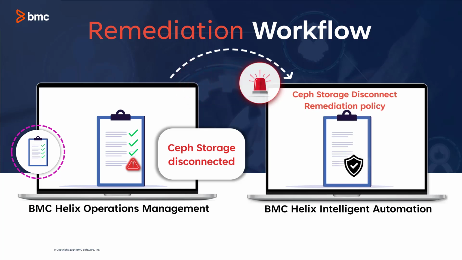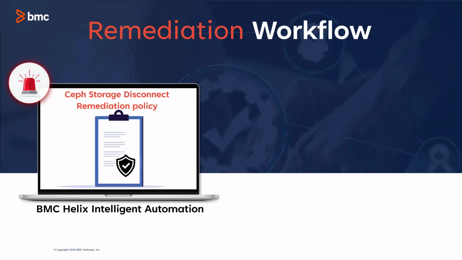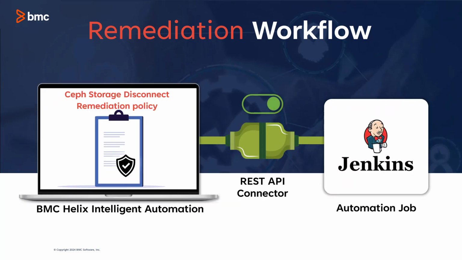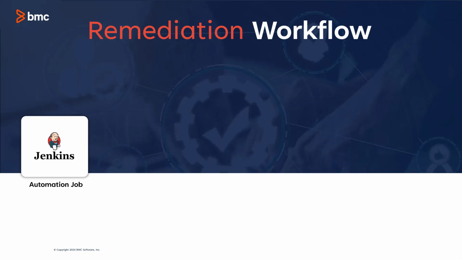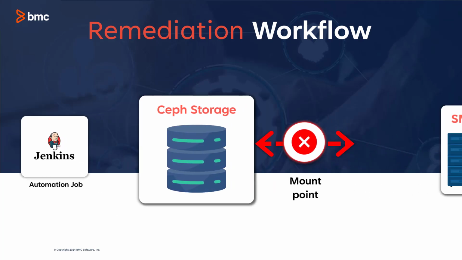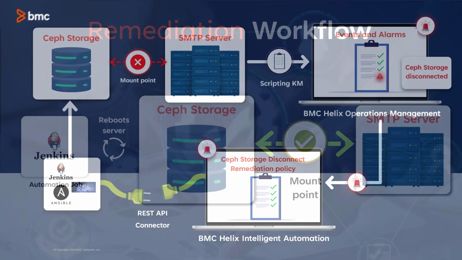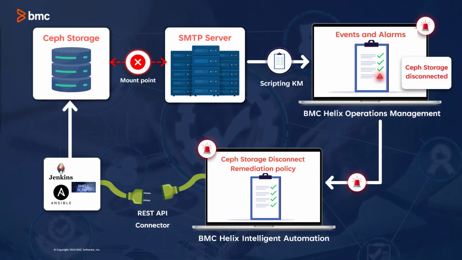It runs the Jenkins job through the generic REST API connector, which first verifies whether the SMTP server has been rebooted within the last 24 hours. If not, it is rebooted. As a result, the SMTP connection is restored, and the alarm is resolved. Continue to watch this video to learn the step-by-step remediation process.